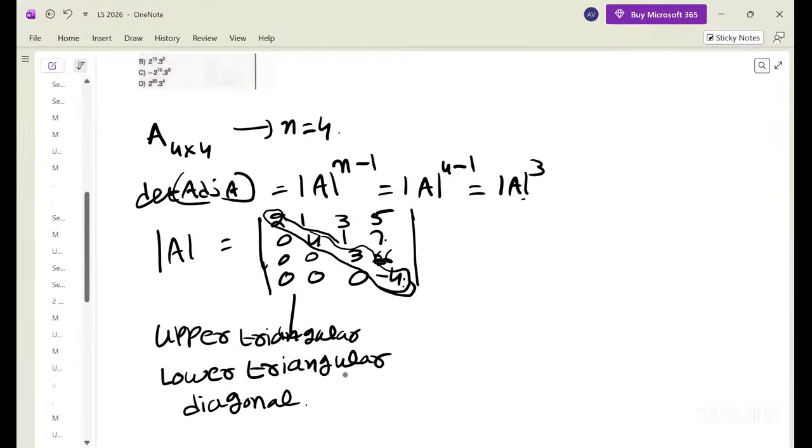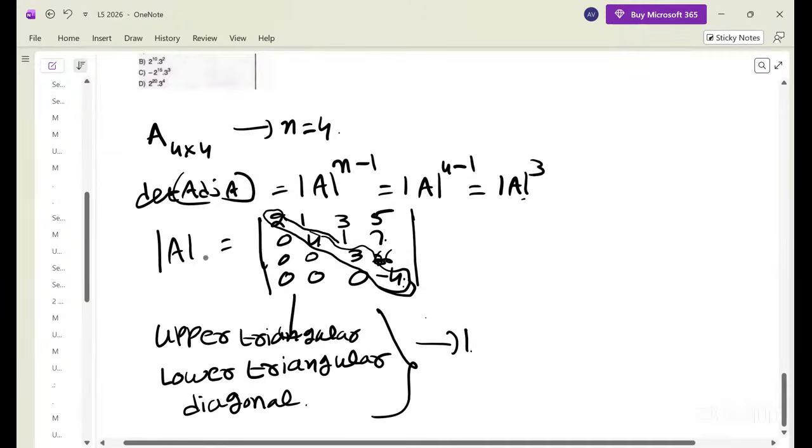In any case, there is a shortcut for finding the determinant. What is the determinant? It is the product. In all these cases, det A is the product of the diagonal elements.